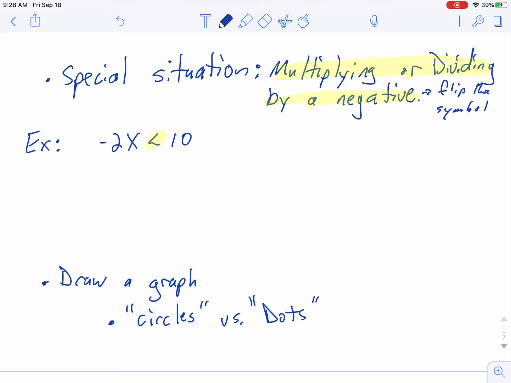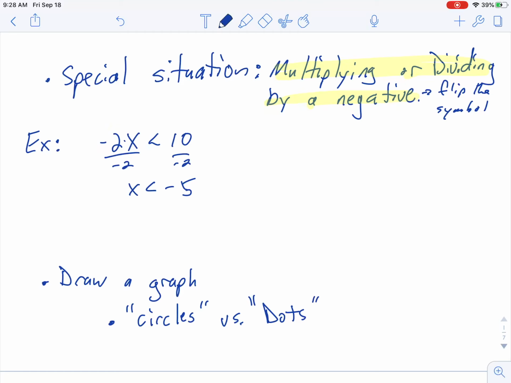So for example, if I have negative 2x is less than 10, negative 2 times x is less than 10, to solve this, because that's times, you would have to divide by negative 2. If everything worked like equations, we'd just go, oh, x is less than negative 5, and be done. But there's a problem with that. Well, the problem is the answers don't work.